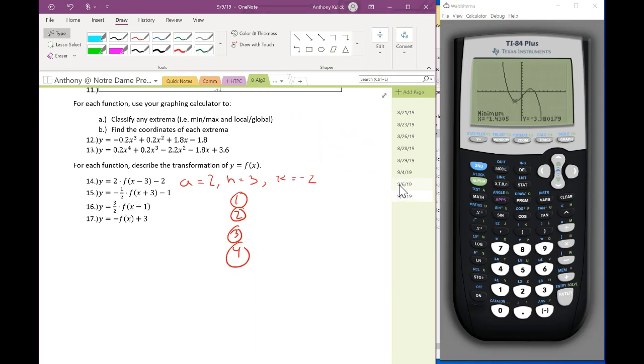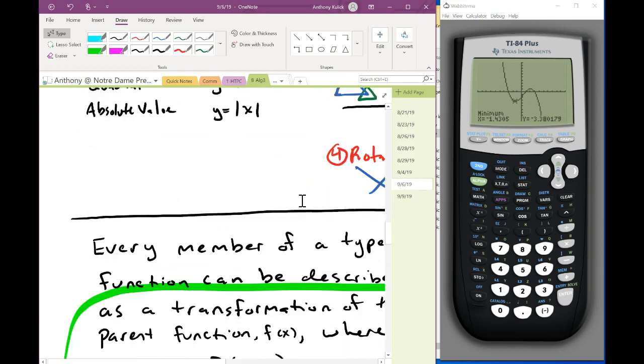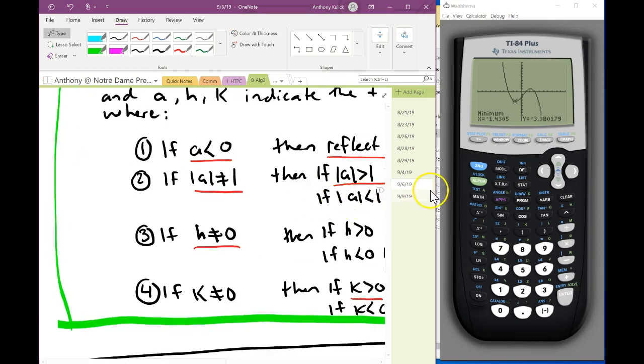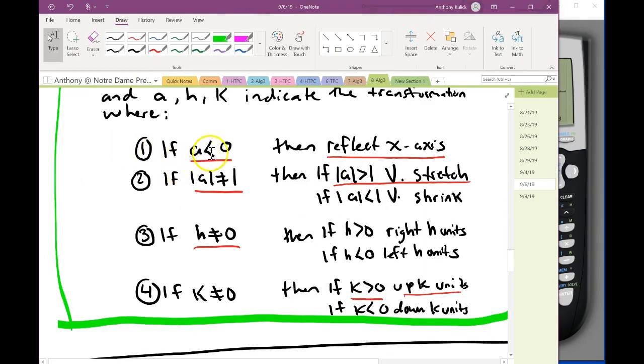So what I'm using is my list of criteria from last time to do the number 1. I'm checking to see if A is less than 0. In our case, A was not less than 0, so nothing happens for 1. For part 2, I'm checking the absolute value of A, and if it's equal to 1. Ours is not equal to 1. In fact, it's greater than 1, so I have a vertical stretch.